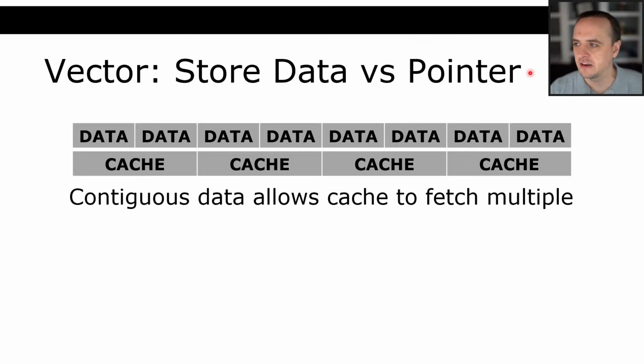So this is kind of an illustrated look at what the last slide just said. In the first case, we are storing our data contiguously in a vector. So whenever we look up, say, this piece of data, let's say that our data is sized so that whenever we look up something, we get two things in the cache. Okay, so we're cutting our cache misses in half. That's great. Contiguous data allows us to fetch multiple pieces of data.